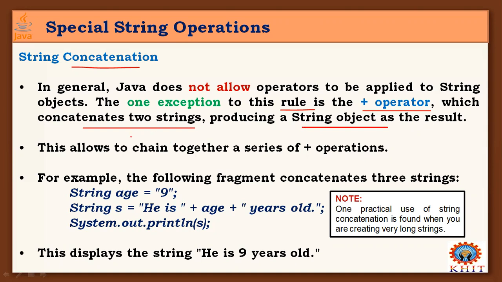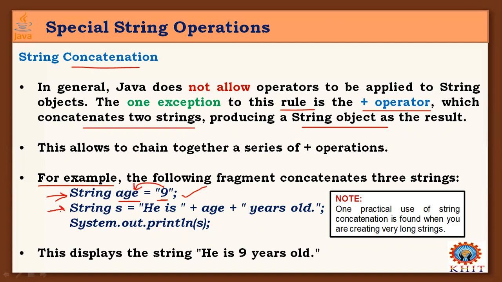It also allows you to create a chain or a series of concatenations of string literals. Here is an example to understand this. Here is one string object called age, and I have given one literal value, the string value 9. Now 9 is not an integer here. When we put this value or literal in quotations, it becomes a string value, a string literal. So that is assigned to this age string object.